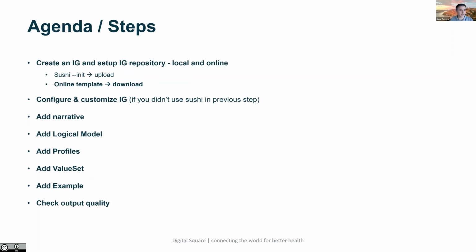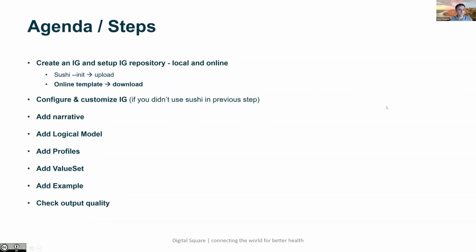I'm going to start with a boilerplate that has a dummy name. I'm going to make my own implementation guide, and from that I'm going to get all the content. I will add some narrative text, a logical model, profiles, a value set, an example, and I will check the output quality to see if everything is fine. I'm going to start online with GitHub because it will be easier and quicker. There is another way: if you have SUSHI, you type sushi in your computer, and it creates these files locally, which you would still have to upload. As I said, for me it's easier now to start online, because we can save quite a few steps.